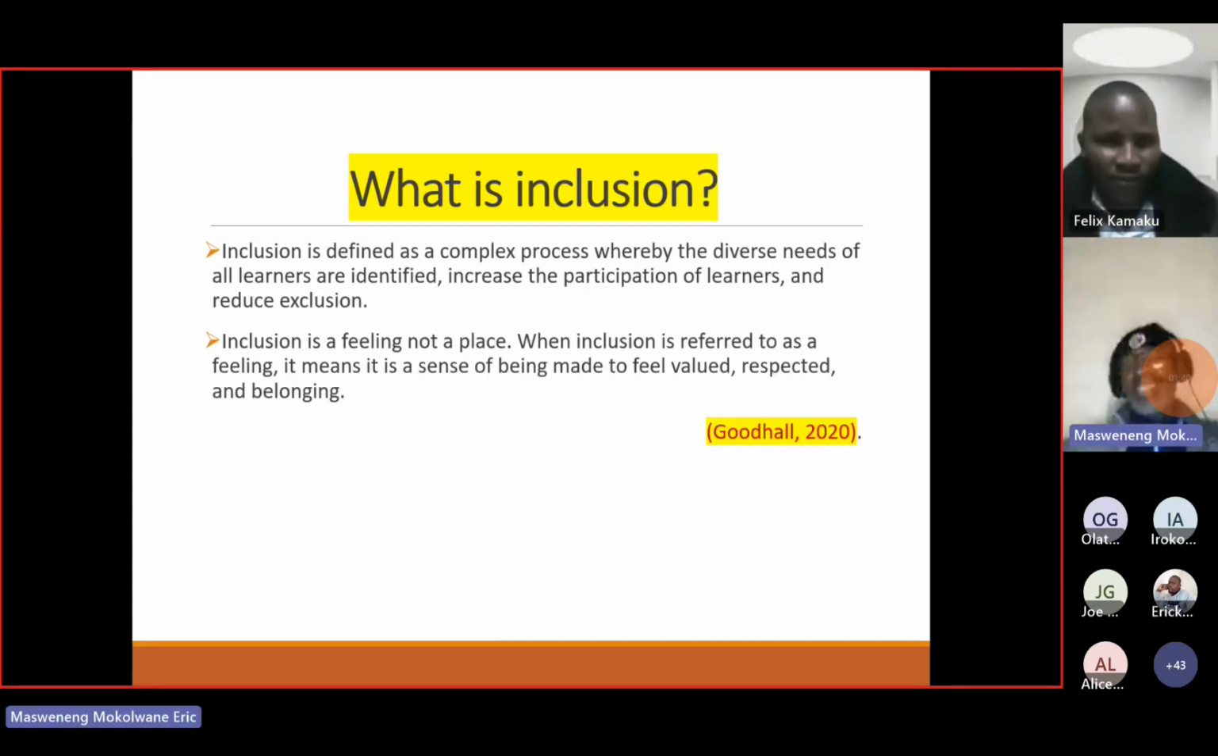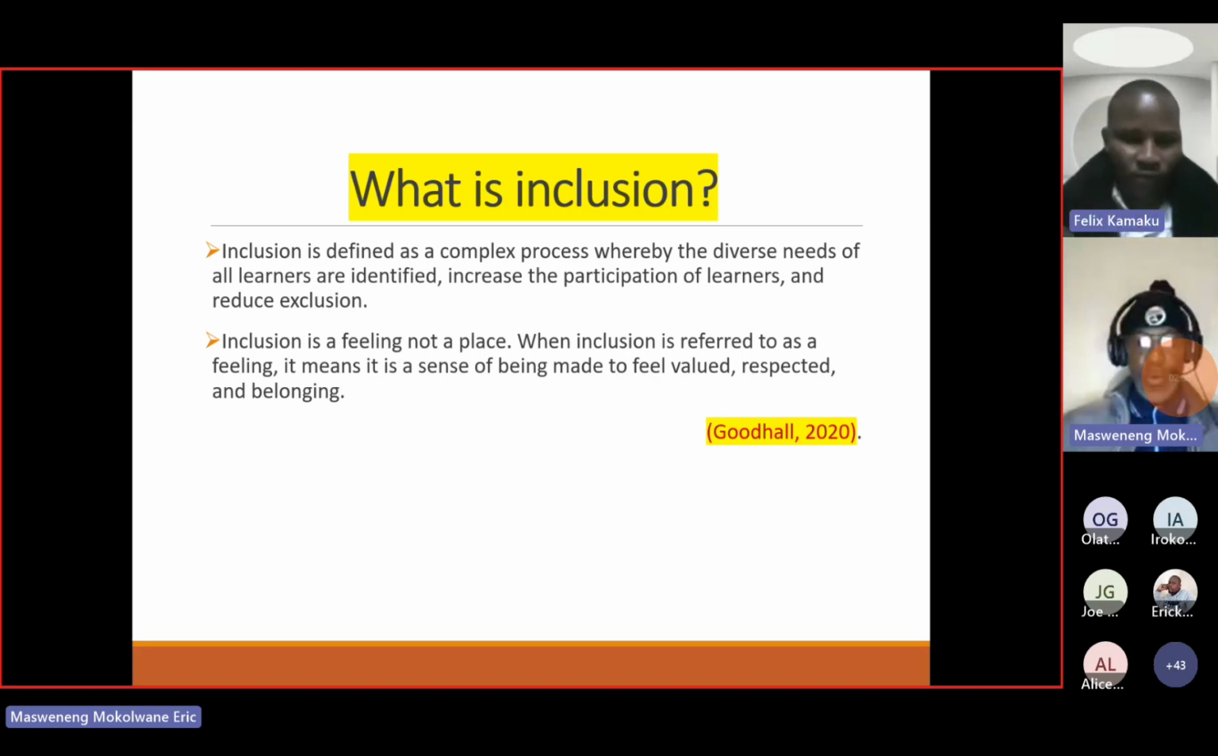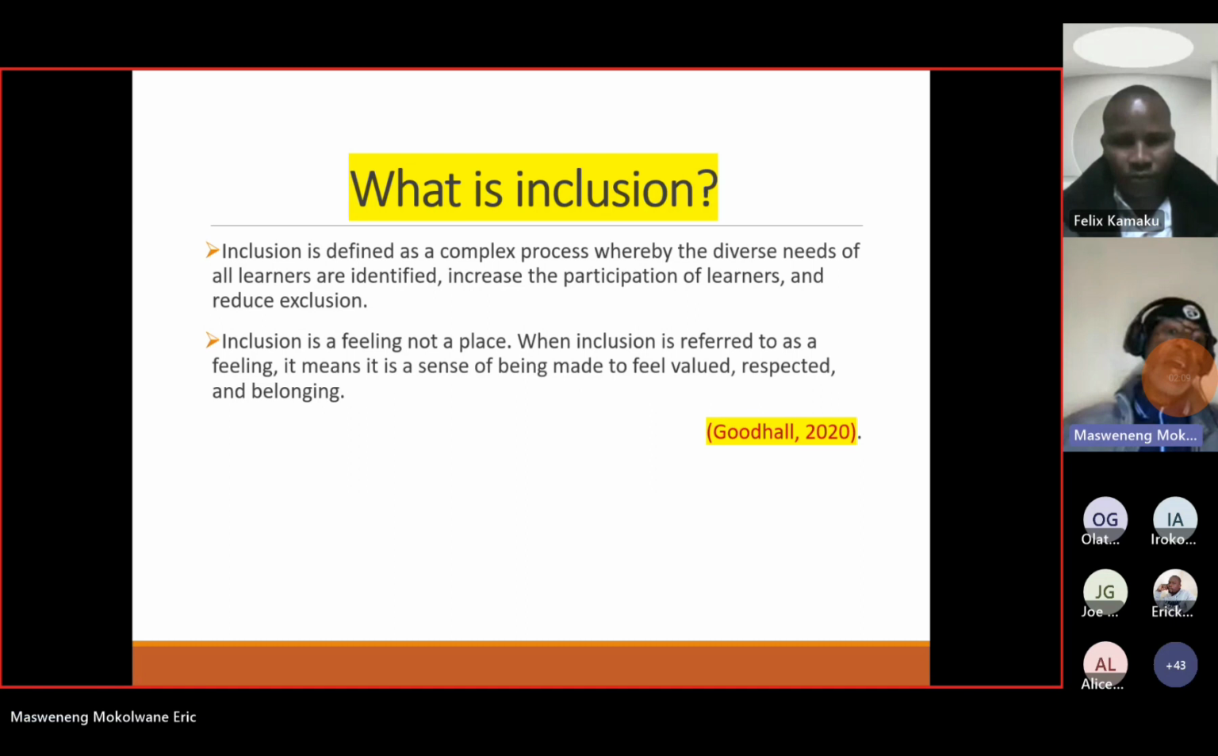Now, what is inclusion? Well, inclusion is defined as a complex process where the diverse needs of all the learners are identified, and it increases the participation of learners, and as such, reduces exclusion. Now, inclusion is a feeling, not a place. When inclusion is referred to as a feeling, it means it is a sense of being made to feel valued, respected, and having a feeling of belonging.